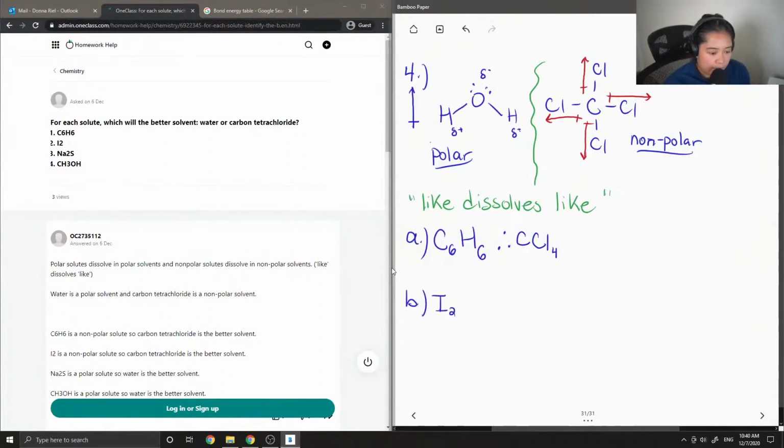For B, we just have a simple iodines bonded to each other, a diatomic molecule. So obviously they are identical because they are the same atom. So there is no dipole moment. So therefore this will also dissolve in carbon tetrachloride.